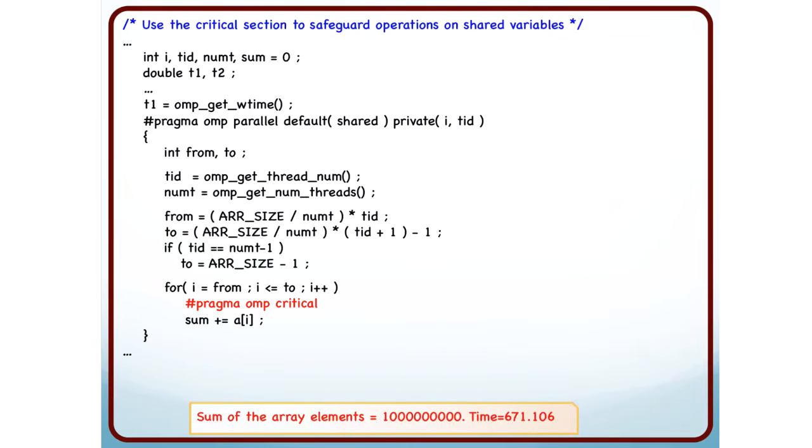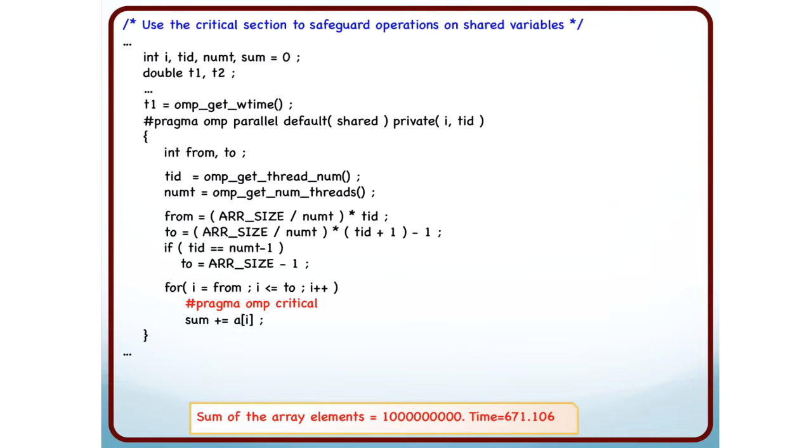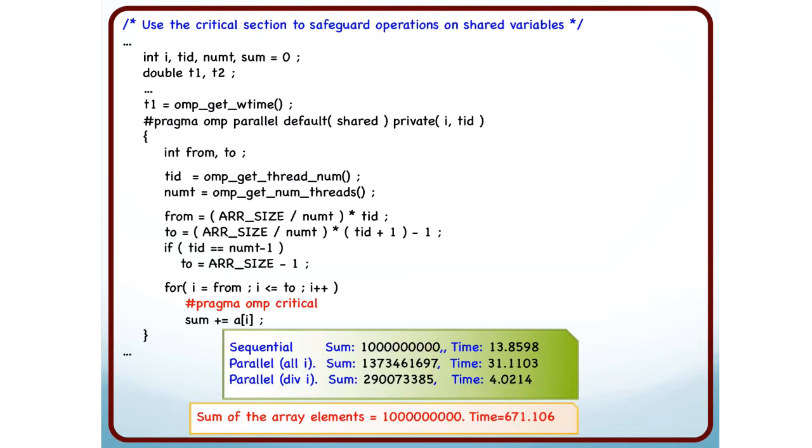So I run this code. I got the correct answer. What happened to the time? 671 seconds. You have to be very careful when you write parallel programs. The code that the compiler introduces around a critical section, where the critical section starts and where it ends, is very, very heavy. This is just a comparison. I thought I got it down to 4 seconds, suddenly it's gone up to 671 seconds when I got it correct.